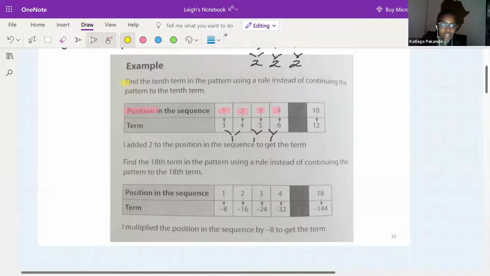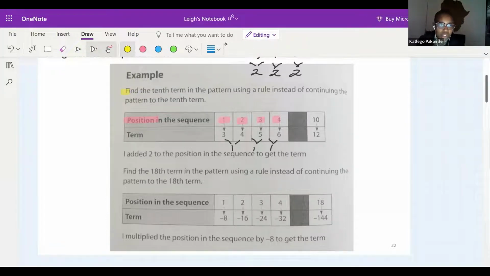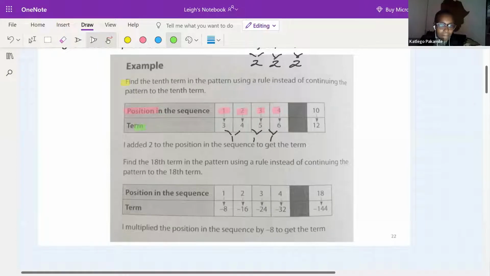Okay, let's try again. So in our table, we have the position. When we say position, we are asking what number did you come in, right? If I say to you, what position did you come in? It means were you number 1, or were you number 2, were you number 3? So the position means, is this number 1 or number 2 or number 3, right? And then the term, which I'm highlighting in green, is the value of the term. Okay, so it's term number 1. The one that is number 1 is 3. The one that is number 2 is 4.